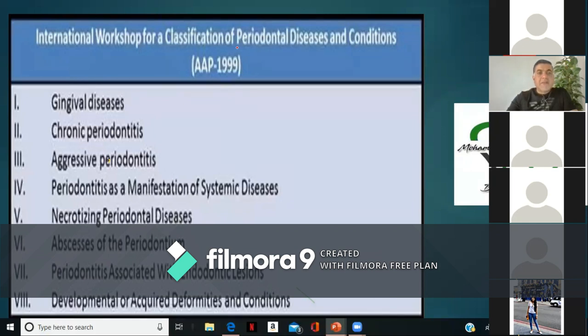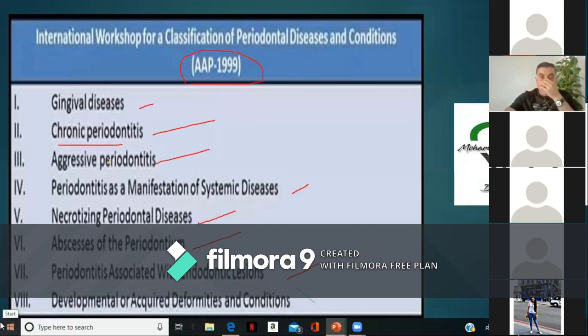The International Workshop for Classification of Periodontal Disease and Conditions 1999. This is the old system. It covers gingival disease, chronic periodontitis, aggressive periodontitis, periodontitis as a manifestation of systemic disease, necrotizing periodontal disease, abscess of the periodontium, and periodontitis associated with endodontic lesions, and developmental or acquired conditions. So this is the classification from 1 to 8. So we have 8 classifications.